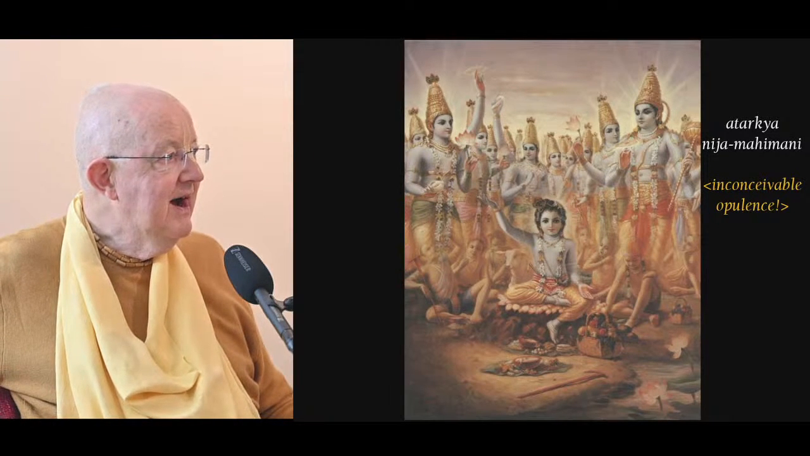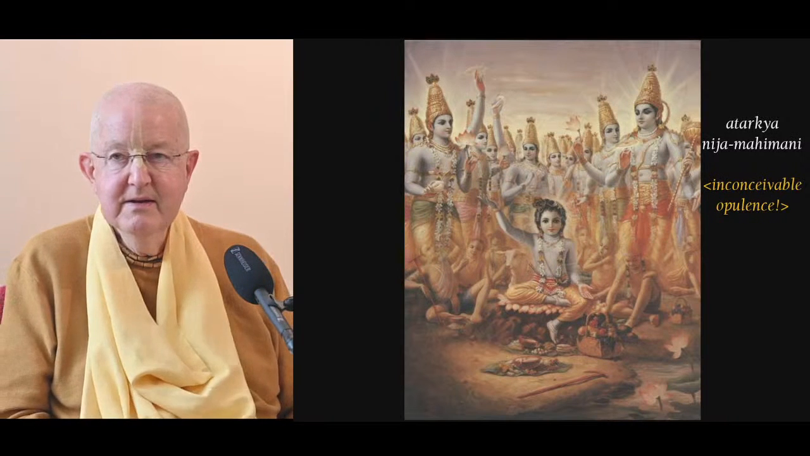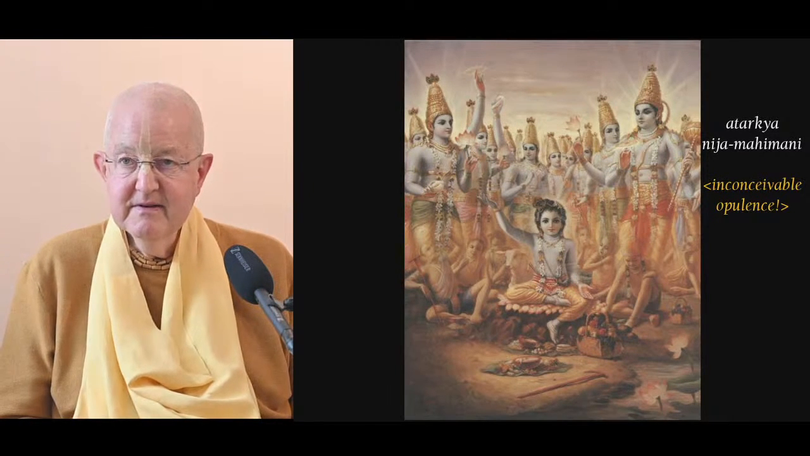It is said in the Sanskrit, this is his atarkya nija mahimani. Nija means his own. Atarkya mahimani, this is his inconceivable opulence. So what Brahma wanted was fulfilled. Krishna knew, he didn't say anything, but Krishna knows the heart of his devotee. And when a devotee like Brahma wants something, he fulfills it.